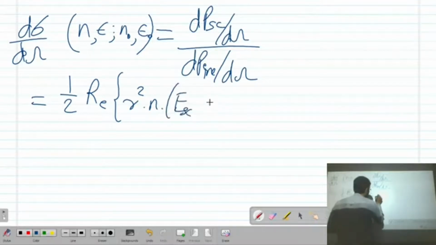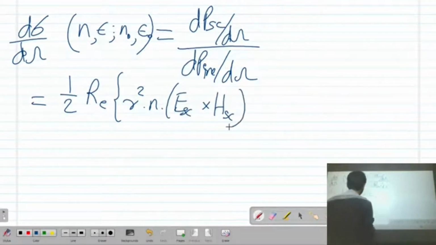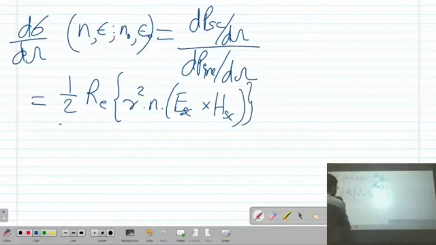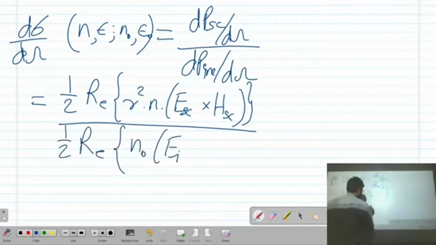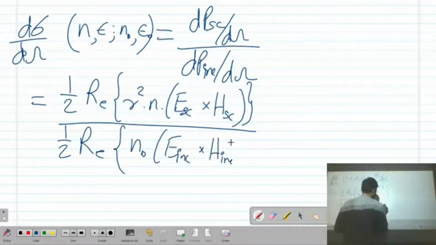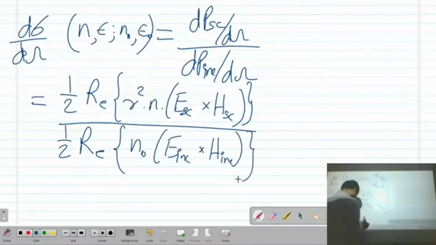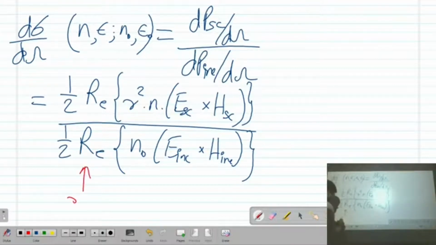n, E scattered cross H scattered, okay, divided by 1 by 2, this is RE, then n0, E of incident cross of H of incident. Okay, over here this is the real part, RE is the real part. Okay, RE is the real part.